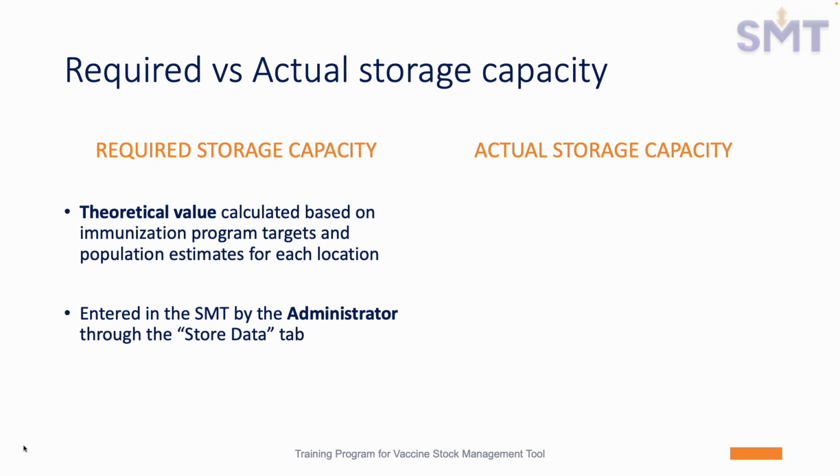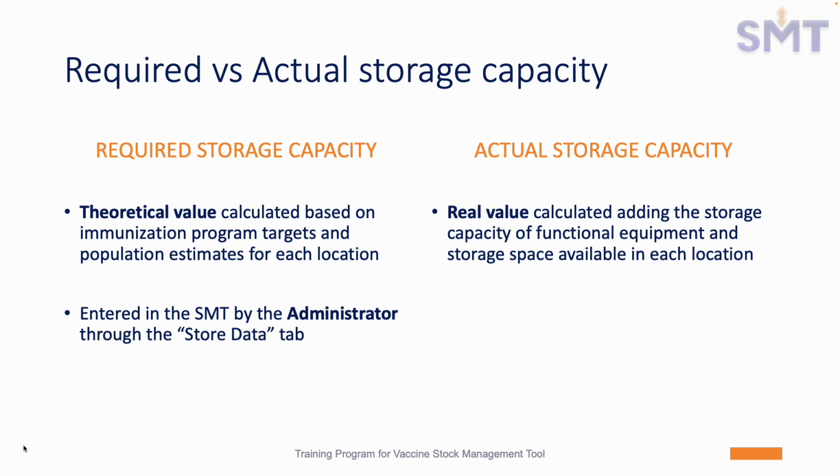Then we also have in the SMT the actual storage capacity. Basically this is the real value, which is calculated by adding the storage capacity of all the functional equipment and the storage space available in each location. So it's all the walk-in coolers, walk-in freezers, fridges, dry storage, and so on. Taking into account which ones are functional and which are not, when you add that together, you will have an idea of the actual storage capacity that you have in each vaccine store.